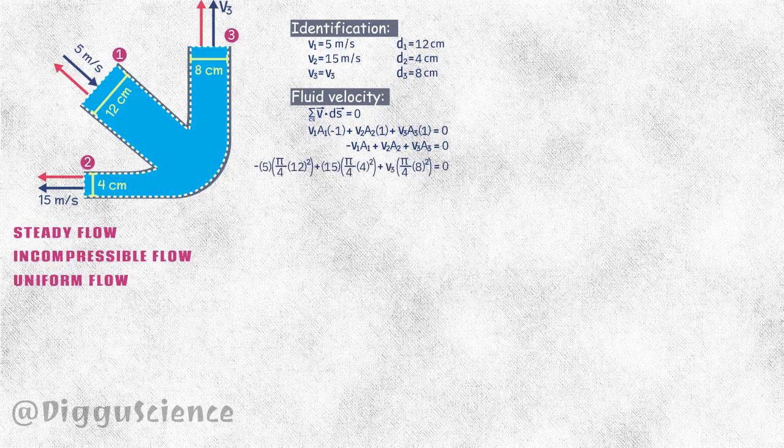Plug in all the values. Because the cross-sectional area of the pipe is a circle, cross out the quarter value of pi, and simplify it. 64 v3 equals 480. v3 equals 7.5 meters per second. This is the speed of the fluid coming out of the pipe.